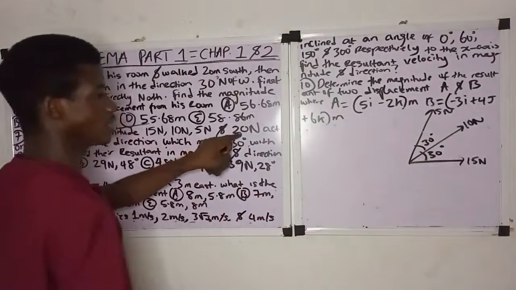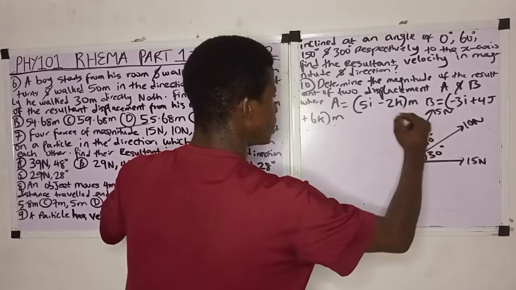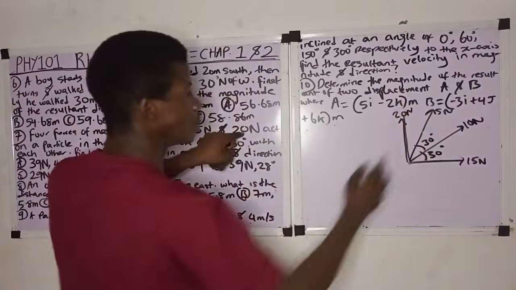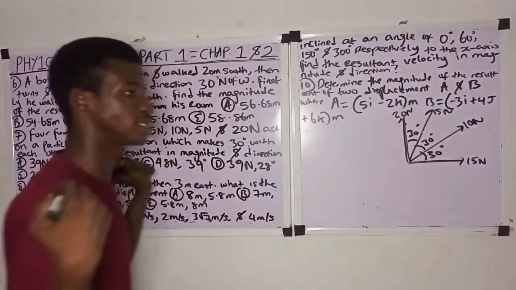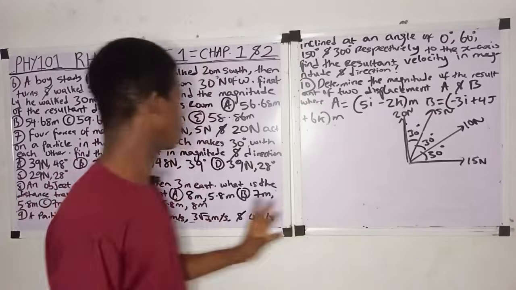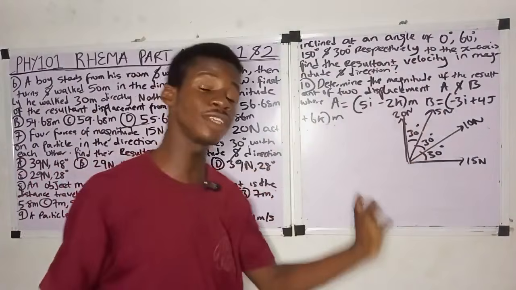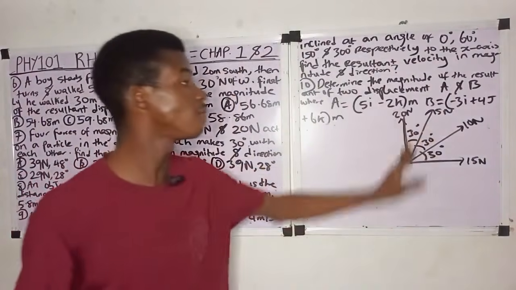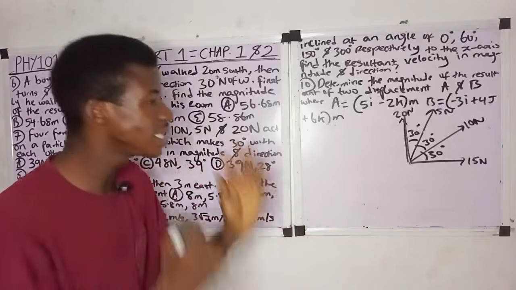Yes, the last one is 20 Newton. Then between these two, the angle is 30. Right? So this is what they are telling us: that 4 forces act on a particle, and these 4 forces are 30 degrees to each other. Okay, yes. Now let's continue.